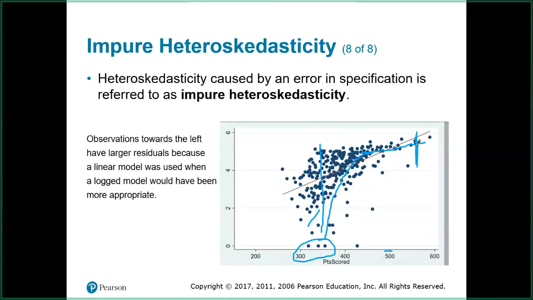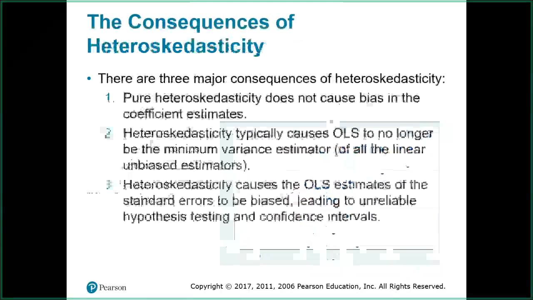So this could ultimately be corrected by fixing the functional form, but still the consequence of the heteroskedasticity is going to be the same, in that your standard errors are going to be biased if you estimate a model with the wrong functional form.